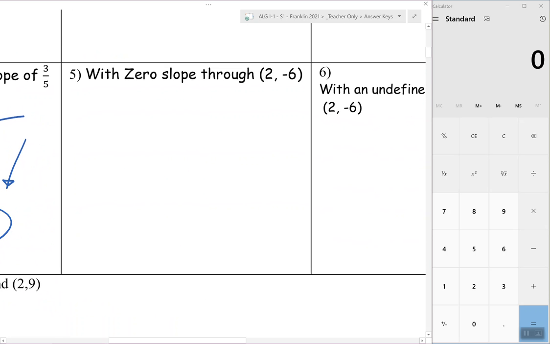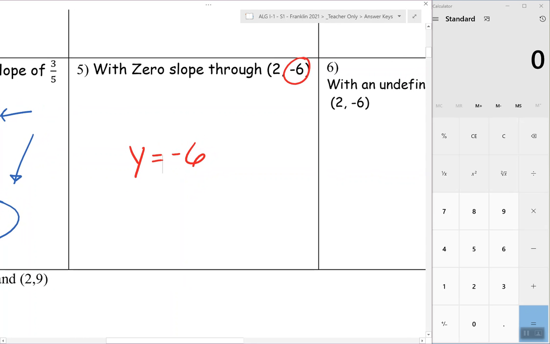Okay, with 0 slope through 2, -6. Remember, 0 slope is a horizontal line, and that always starts with y equals. And whenever you have a horizontal line, it's y equals, and then you just get the y value from the point. So y equals -6.